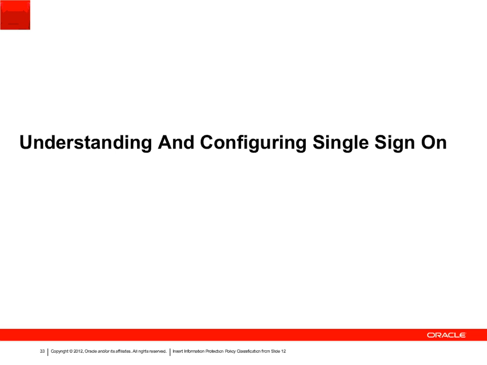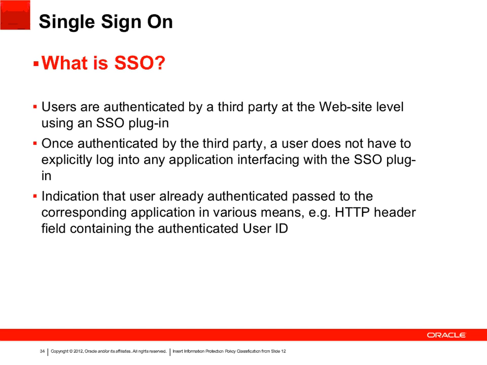Now, let's discuss in detail single sign-on. The question is, what is single sign-on? We'll cover some basics and then we'll go for the BI Publisher configuration. In single sign-on, the users are authenticated by a third party at the web server level. That will be done by using an SSO plugin. Once the user logs in, the user does not have to explicitly log in to any application which is using that particular single sign-on plugin.